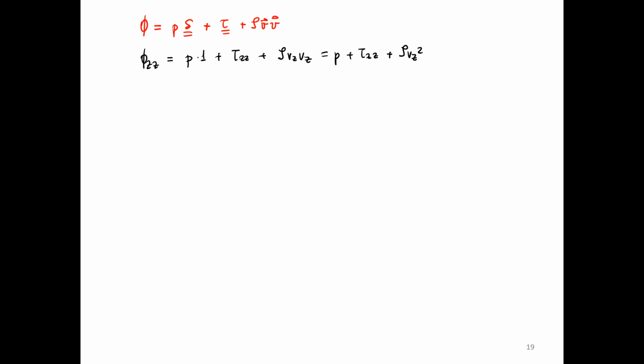Now tau zz involves derivatives in the z direction of Vz, and we are assuming that Vz does not depend on z, therefore this is going to be a 0.